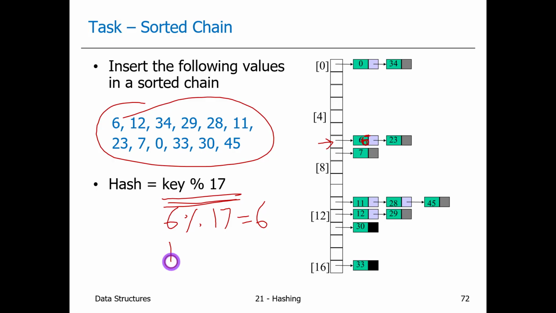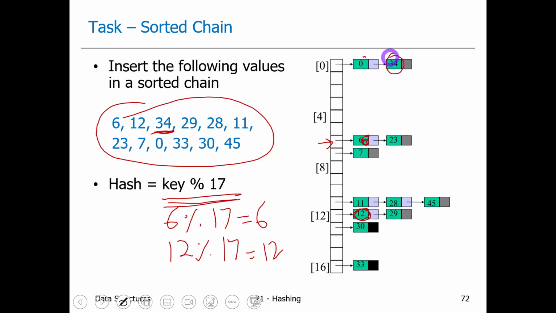And then let's say you have to enter 12. 12 mod 17 gives you 12. So you put 12 over here. Then 34 mod 17 is 0, because 17 times 2 is 34. So 0, that is why 34 is inserted here. Now this is very interesting.